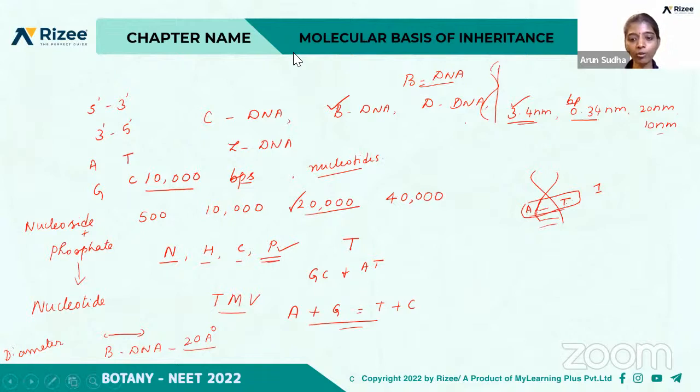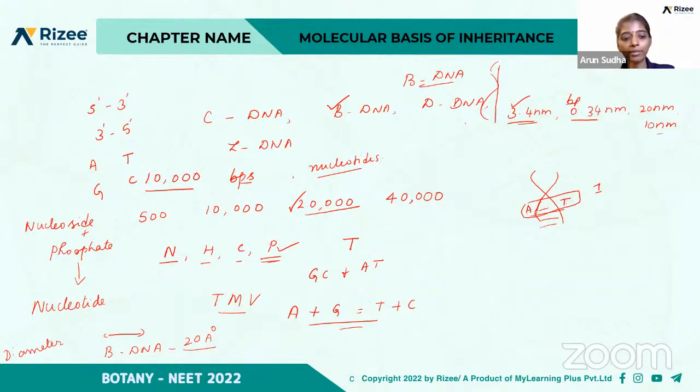The extranuclear DNA is found in option A, lysosome and chloroplast; option B, chloroplast and mitochondria; option C, mitochondria and lysosome; and option D, Golgi and endoplasmic reticulum. So the extranuclear DNA is found in chloroplast and mitochondria. B is the right answer.